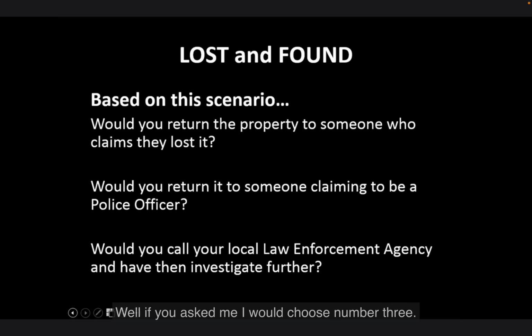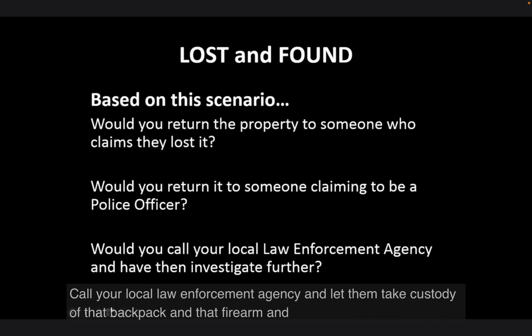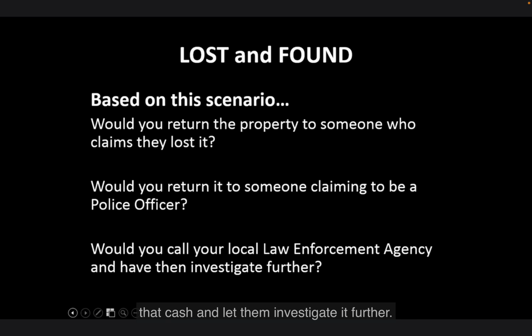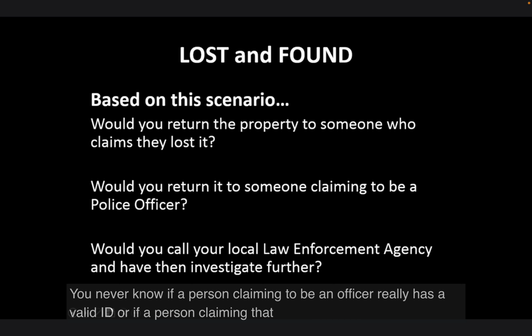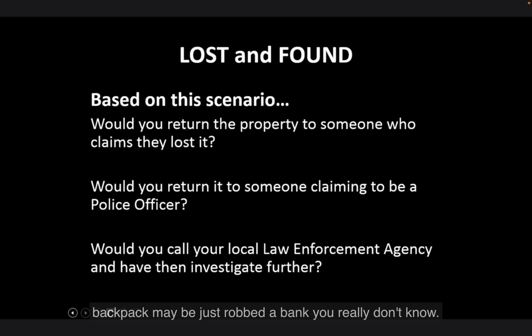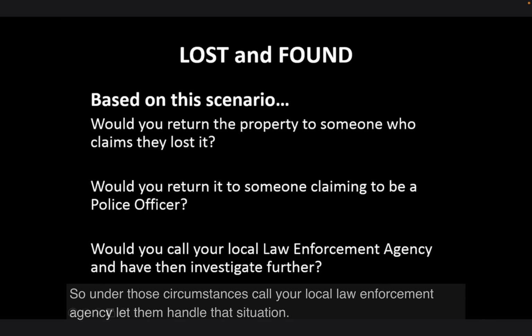Well, if you ask me, I would choose number 3. Call your local law enforcement agency and let them take custody of that backpack and that firearm and that cash and let them investigate it further. You never know if a person claiming to be an officer really has a valid ID, or if a person claiming that backpack maybe just robbed a bank. You really don't know. So under those circumstances, call your local law enforcement agency, let them handle that situation.